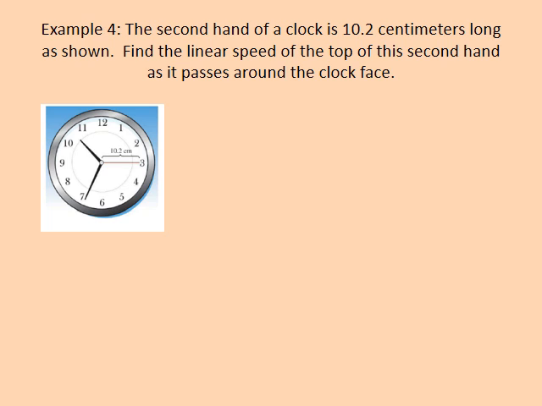Example 4. The second hand of a clock is 10.2 centimeters long as shown. Here's our second hand. The second hand is the hand on the clock that travels all the way around the clock in 1 minute. Find the linear speed of the top of this second hand as it passes around the clock face. Well, we know that linear speed is given by arc length divided by time. And arc length, we know, is the radius times the angle in radians.